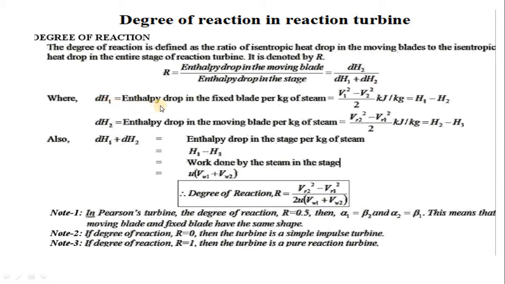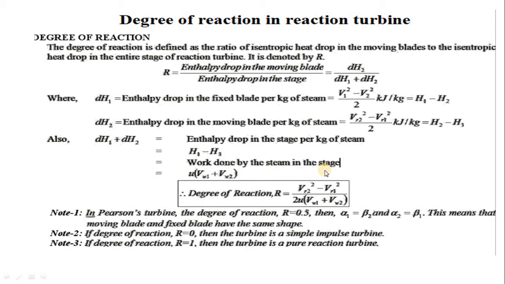Similarly, dH1, that is the enthalpy drop in the fixed blade, is calculated by the formula (V1 square minus V2 square) upon 2. It can also be noted as H1 minus H2. Similarly, dH2 is calculated by (VR2 square minus VR1 square) upon 2. Here V1 and V2 stand for absolute velocity at inlet and absolute velocity at outlet, and VR1 and VR2 represent the relative velocity at inlet as well as at outlet. It is equivalent to H2 minus H3. So dH1 plus dH2 stands for H1 minus H3, which simply gives the total heat drop in the stage.